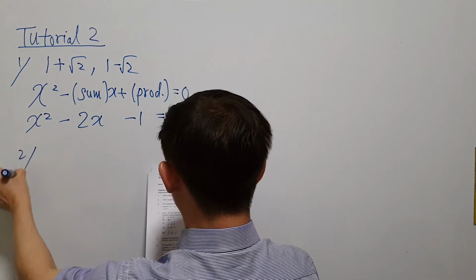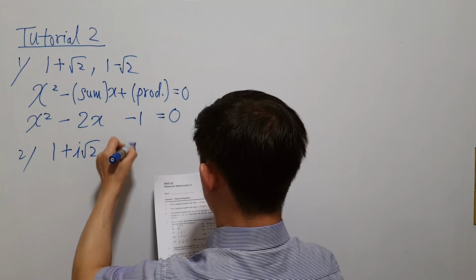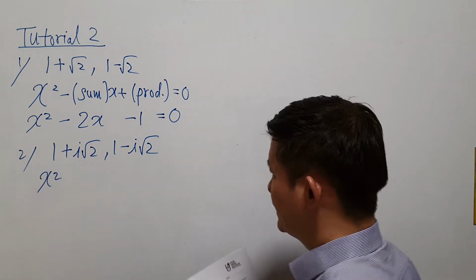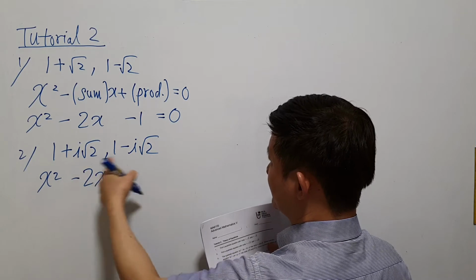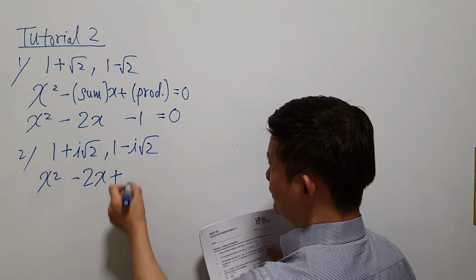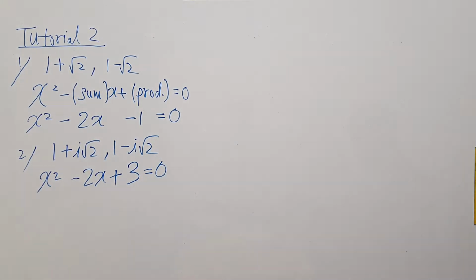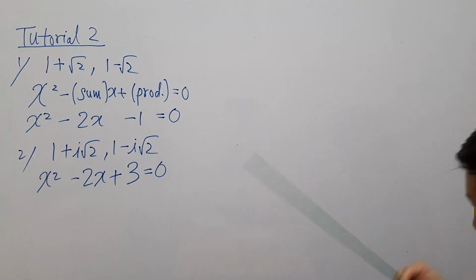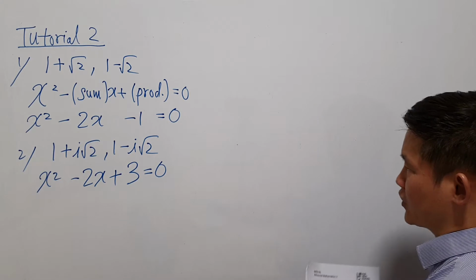For question number 2, again you're given two roots. The same thing goes: x squared minus the sum x plus the product. The product of these two things gives you 3. You can multiply these two complex numbers, do the arithmetic carefully, and you find that this is actually 3. Maybe I show you here.